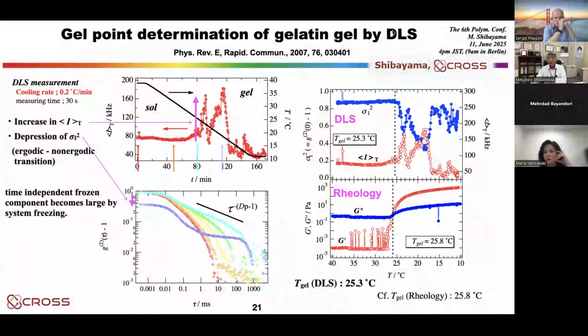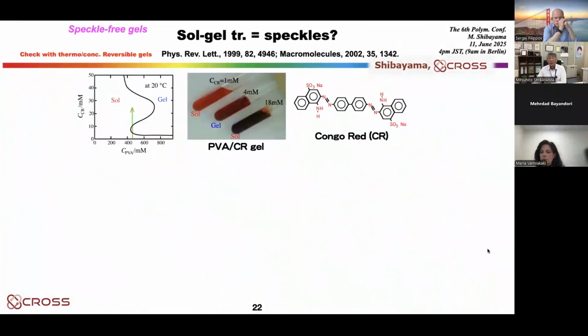And concurrently, since we are working on gelatin, it is easy to obtain the rheological results, and we compared the same cases. This is more or less within experimental error: the rheological change corresponds with the scattering changes. So the question is whether the sol-gel transition is unique for the speckles, or whether, if we observe speckles, it means the sol-gel transition.